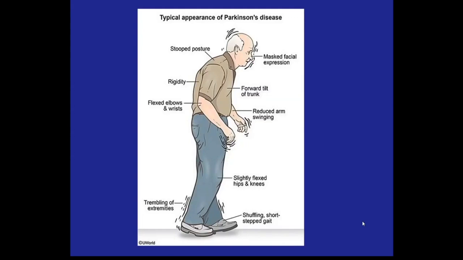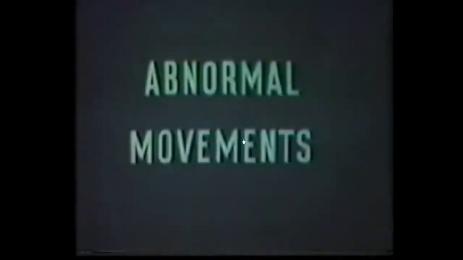This is the typical appearance of Parkinson's disease. Masked facial expression, special bent stooped posture, rigidity, forward tilt of trunk, reduced arm swinging, flexed elbows and wrists, small steps, shuffling gait, sometimes trembling of lower extremities, slightly flexed hips and knees, typical habitus of this patient.